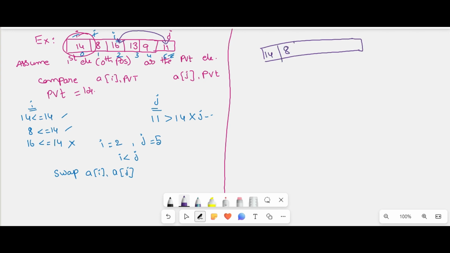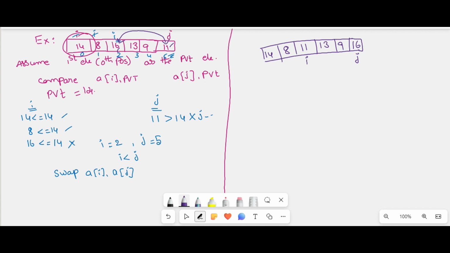(14), 8, 11 here. See, this and this are swapped. 13, 9 and then 16. Immediately write down positions of I and J. Here it is I and here it is J. So while solving the problem, again we will start from here.